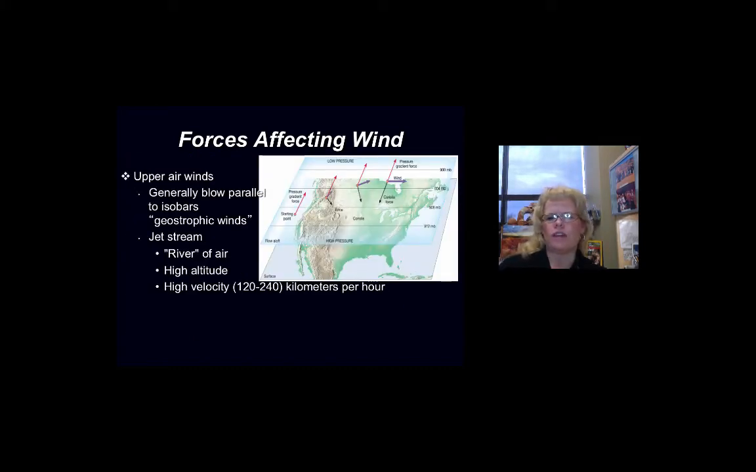What are some forces that affect wind? Upper air winds generally blow parallel to isobars, and they are called geostrophic winds. The jet stream is a big giant river of air, and that's a high altitude wind pattern that moves at a very, very fast speed, which is literally 120 to 240 kilometers per hour.